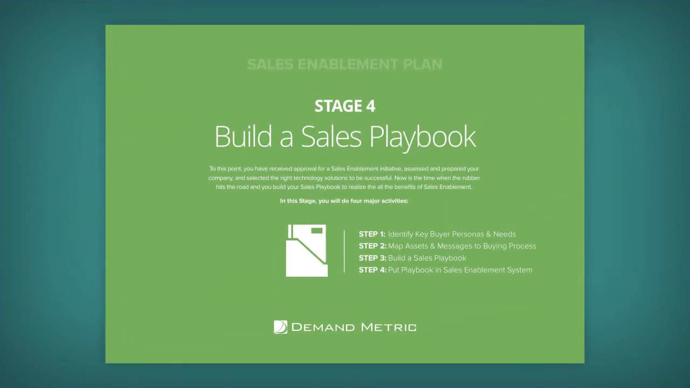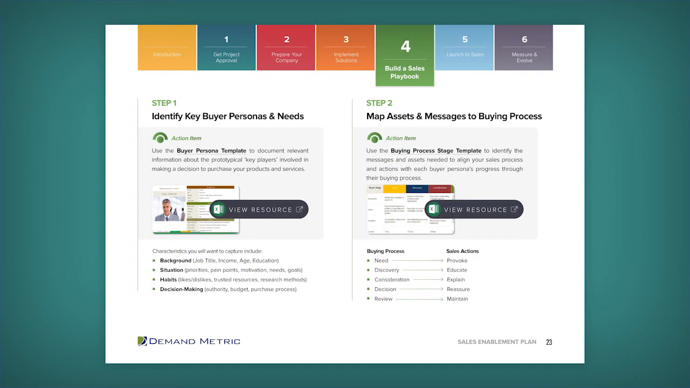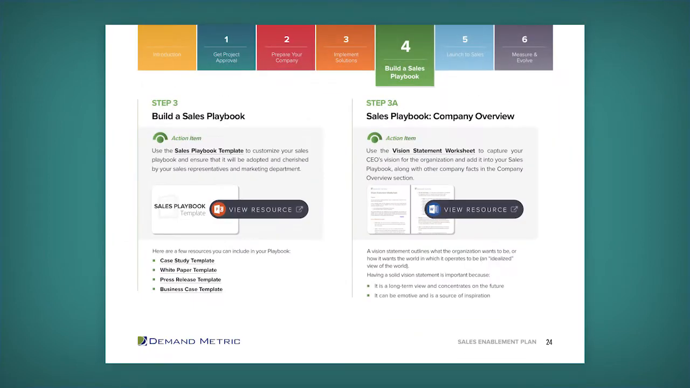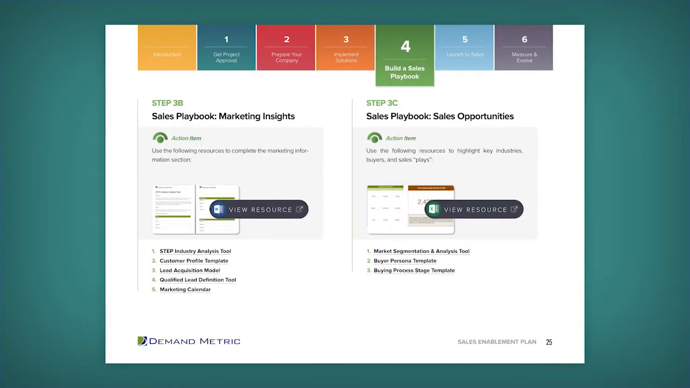In stage 4, you build a sales playbook. And here, the first step is to identify key buyer personas and needs. Then you map assets and messages to the buying process. You build a sales playbook, including your company overview, marketing insights, sales opportunities.